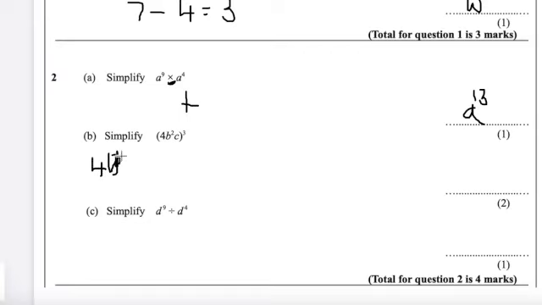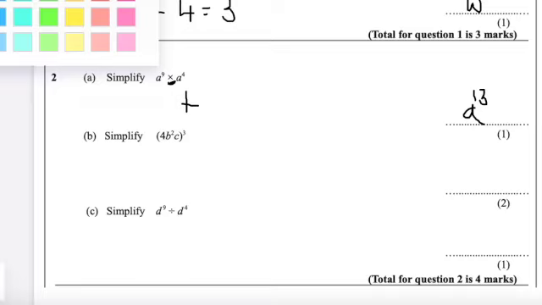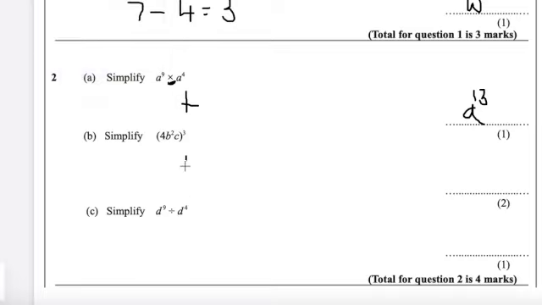So the power 3 belongs to the 4, the b squared, and the c. If there was no brackets, the power 3 would just belong to that c. However, the power 3 belongs to all of the numbers and letters within the brackets. This means that you times them all 3 times. So you do 4b squared c times 4b squared c times 4b squared c.